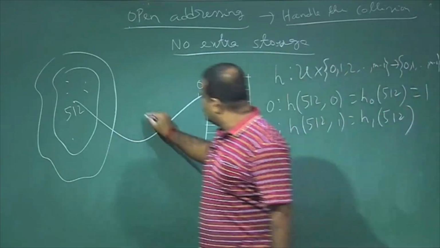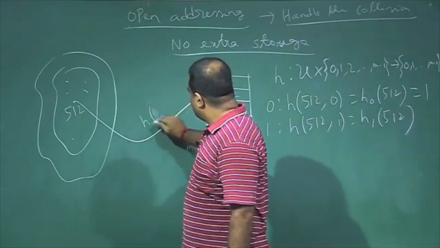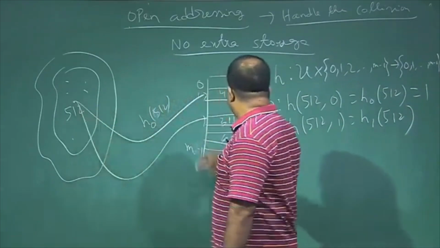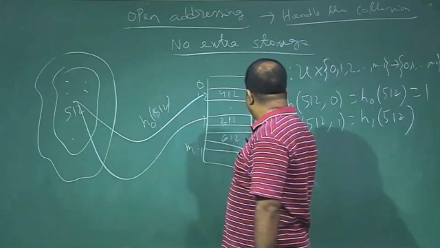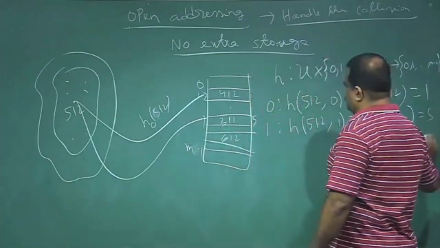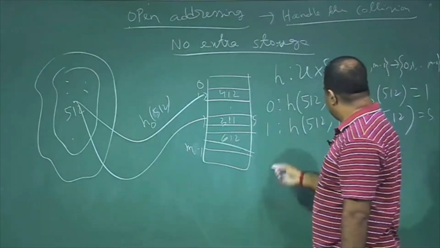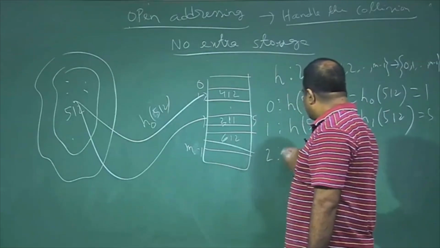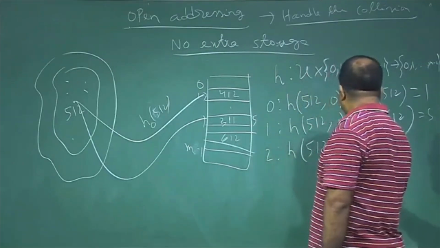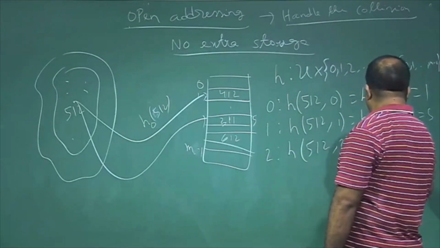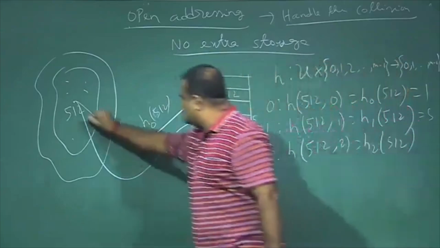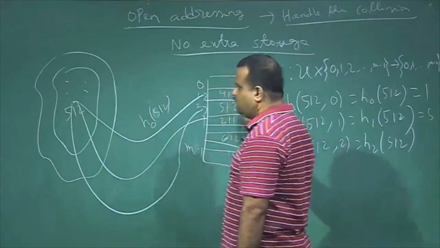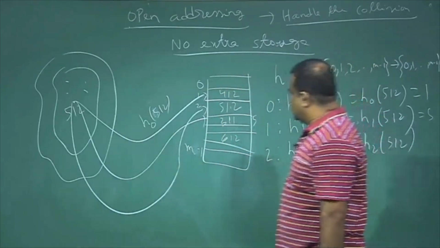Suppose this hits the fifth slot, which is occupied by somebody else, so it is not empty. Next we go for the next probe, H2 of 512, which is another hash function. Now suppose it gives us an empty slot, the second slot. We fit 512 there. This is the way.